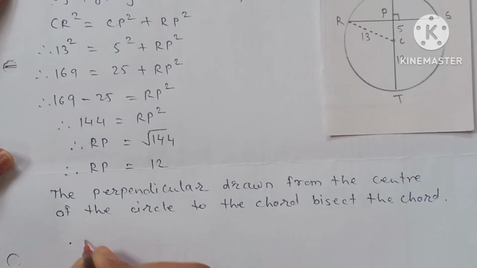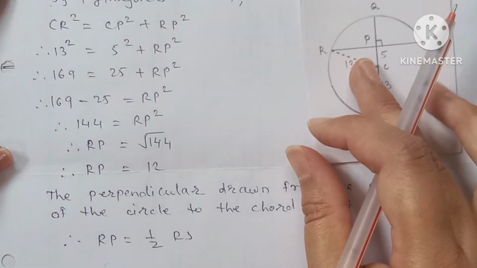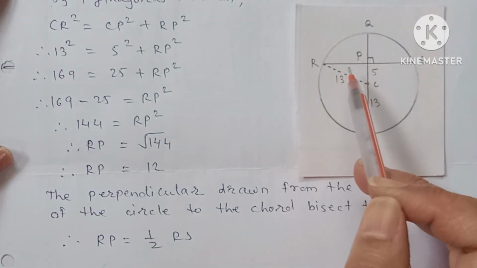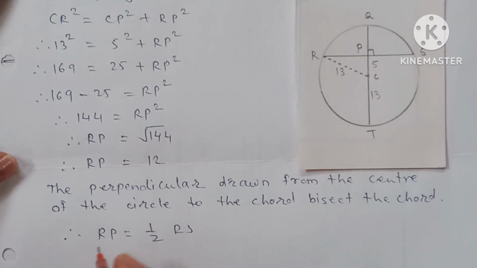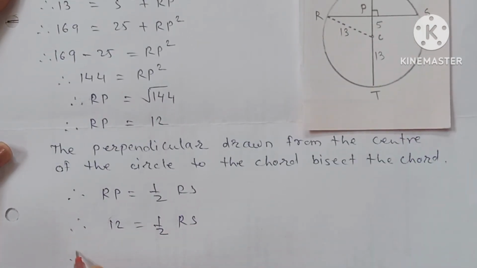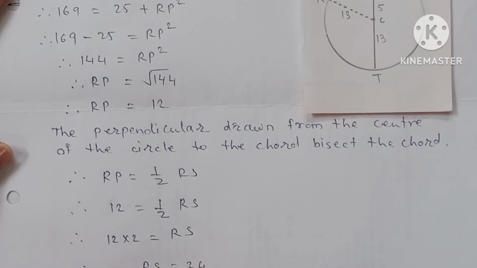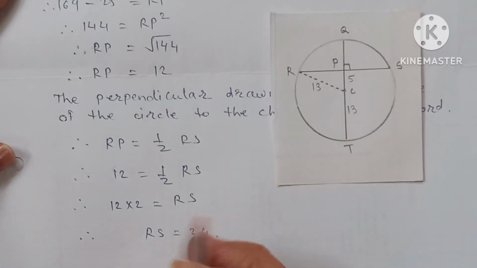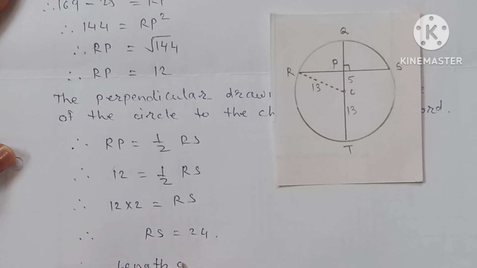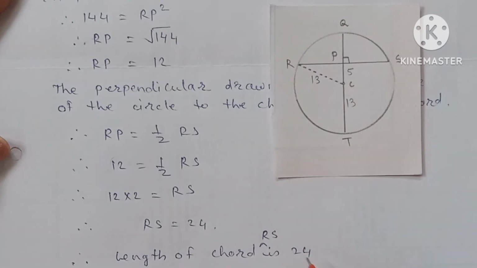Therefore, RP is equal to half of RS. Now RP is how much? 12. 12 is equal to half of RS. Now this 2 is divided, it goes to the opposite side, multiply. 12 multiplied by 2 is equal to RS. 12 times 2 is 24. Therefore, RS is equal to 24. And RS means what? Chord. Therefore, length of chord RS is 24.